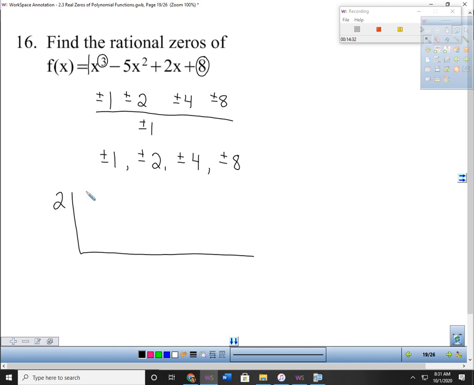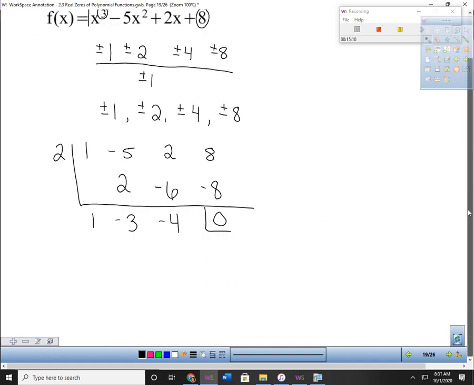So I look up here, I've got 1x to the third, negative 5x squared, 2x, and 8. Drop the 1. So 1 times 2 is 2, plus negative 5 is negative 3, times 2 is negative 6, plus 2, negative 4, times 2, negative 8, which gives me a remainder of 0.